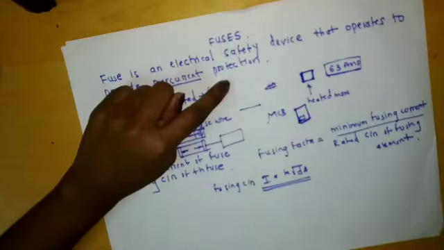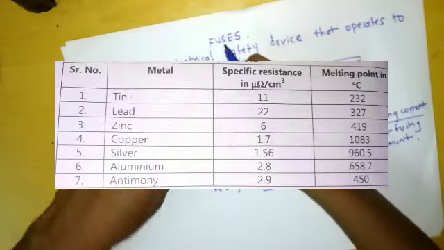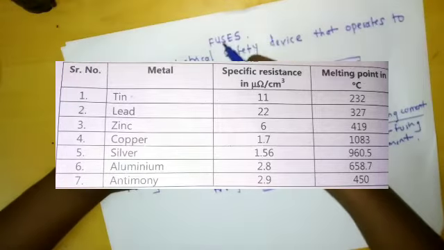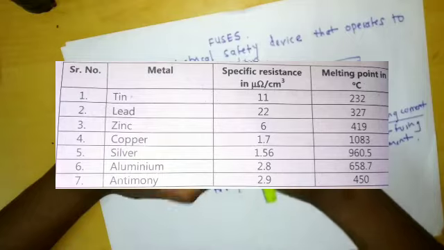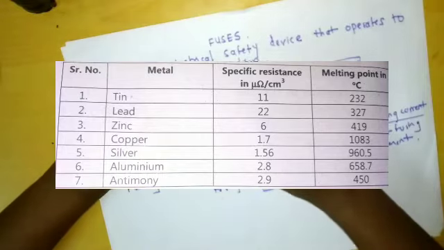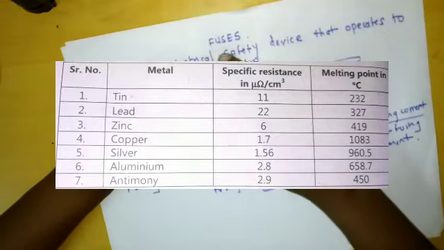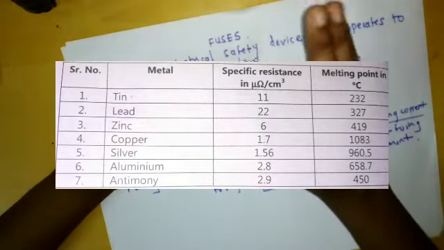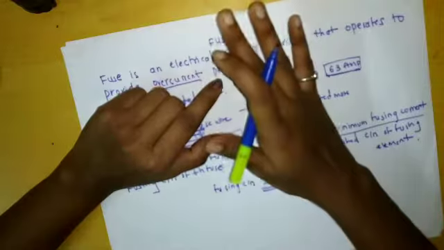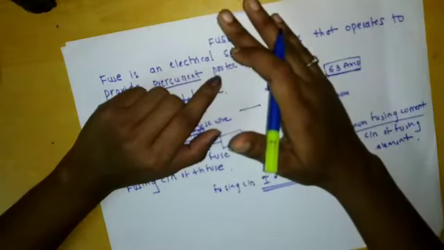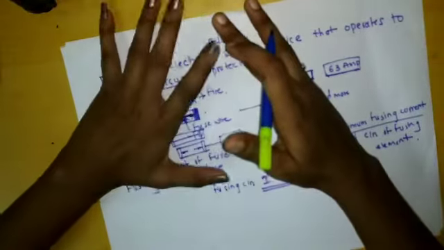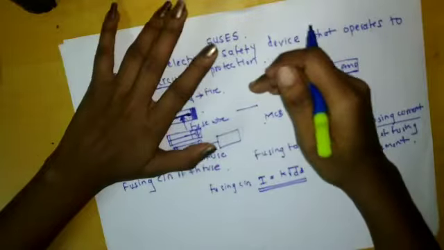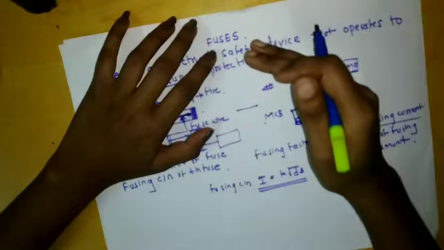Different materials of fuse wires. There are different materials used: tin, zinc, silver, copper, aluminium, antimony. These are used for the fuse wires. As I said earlier, copper and lead-tin alloys are mostly used for ordinary fuse wire, and silver wire is also used but only in special cases, as it is costlier than the others. So we cannot use it on a regular basis. Copper and lead-tin alloy are mostly used.